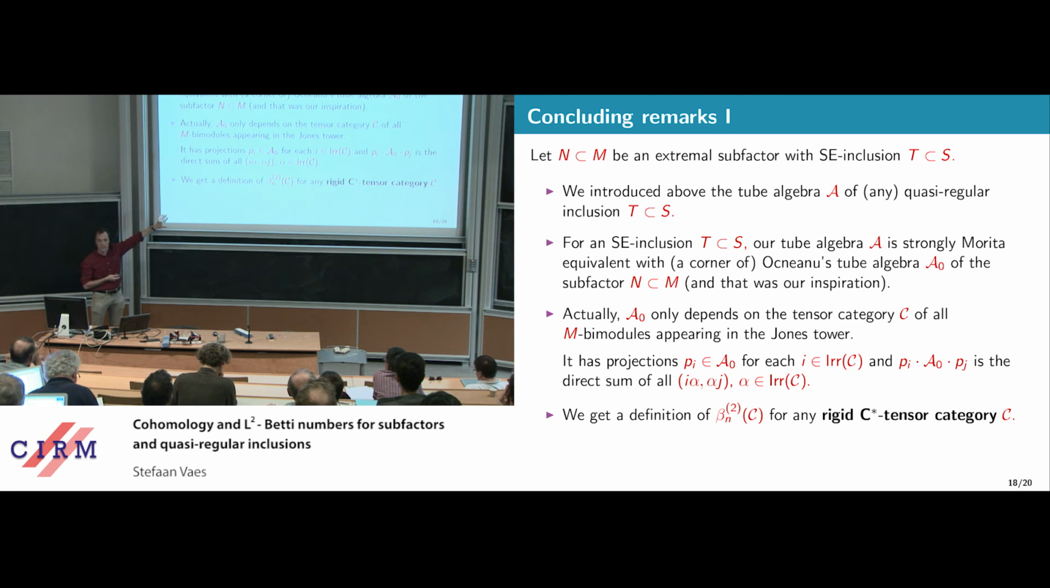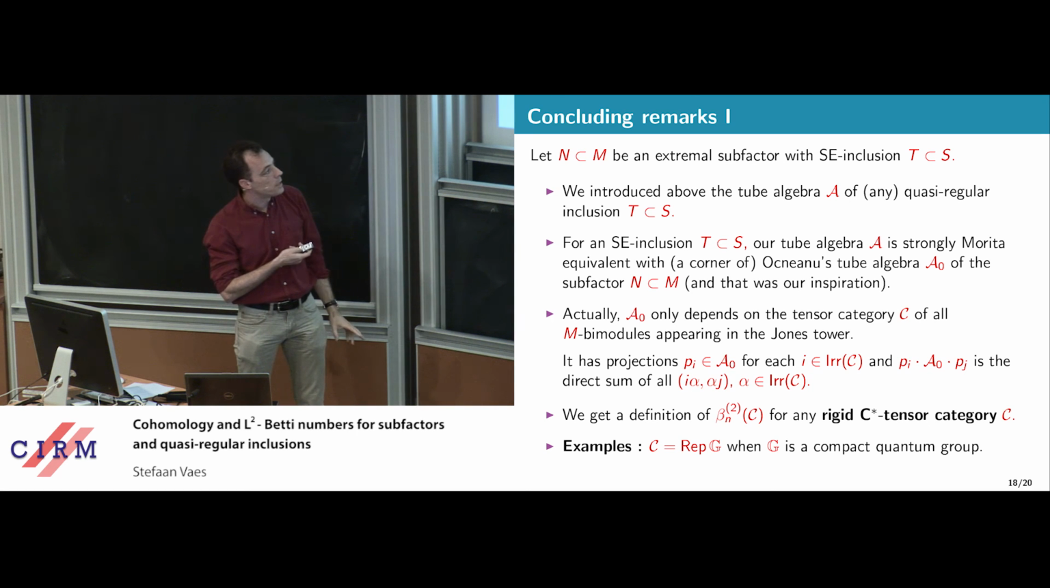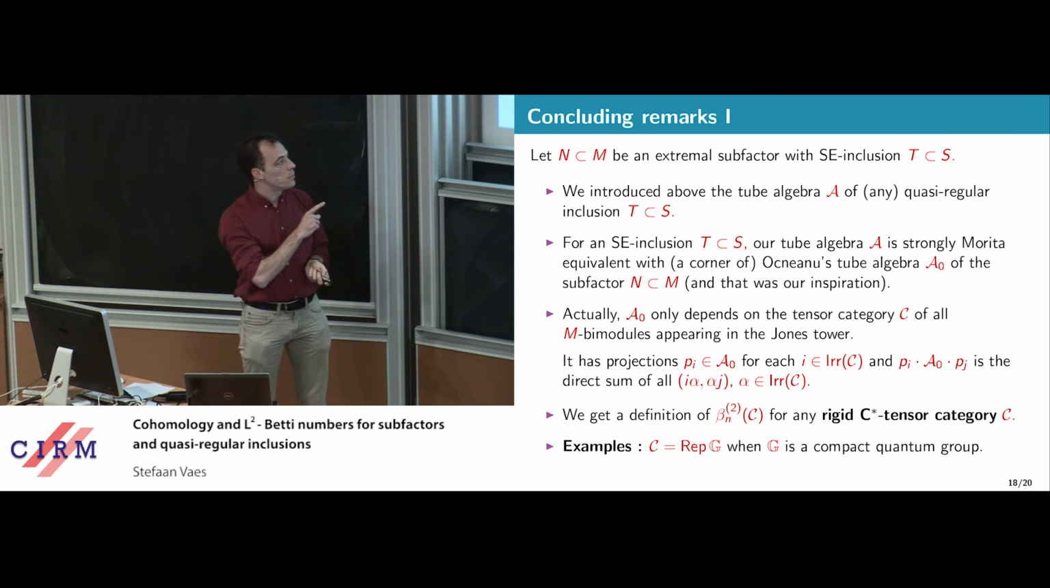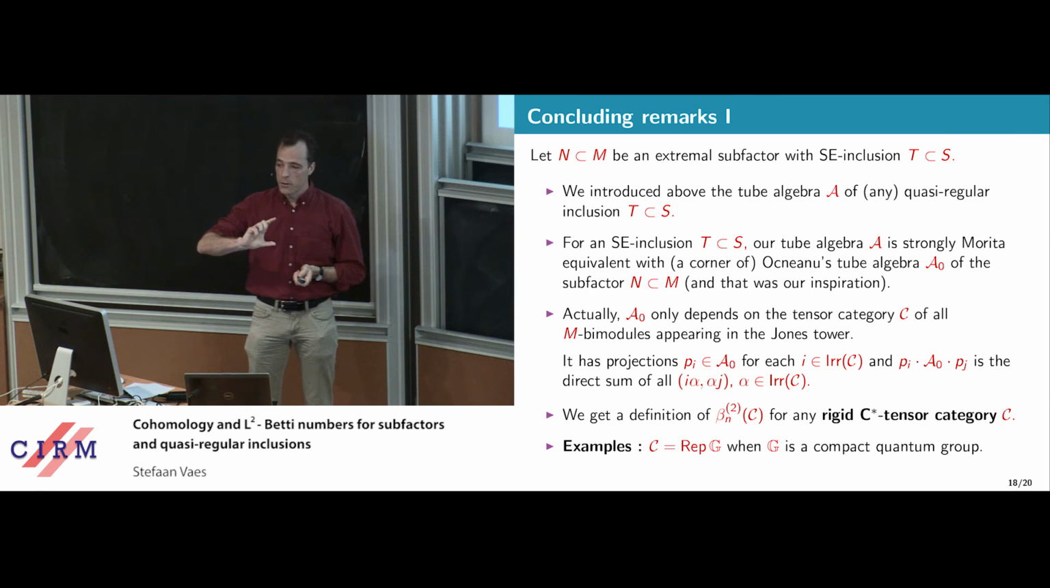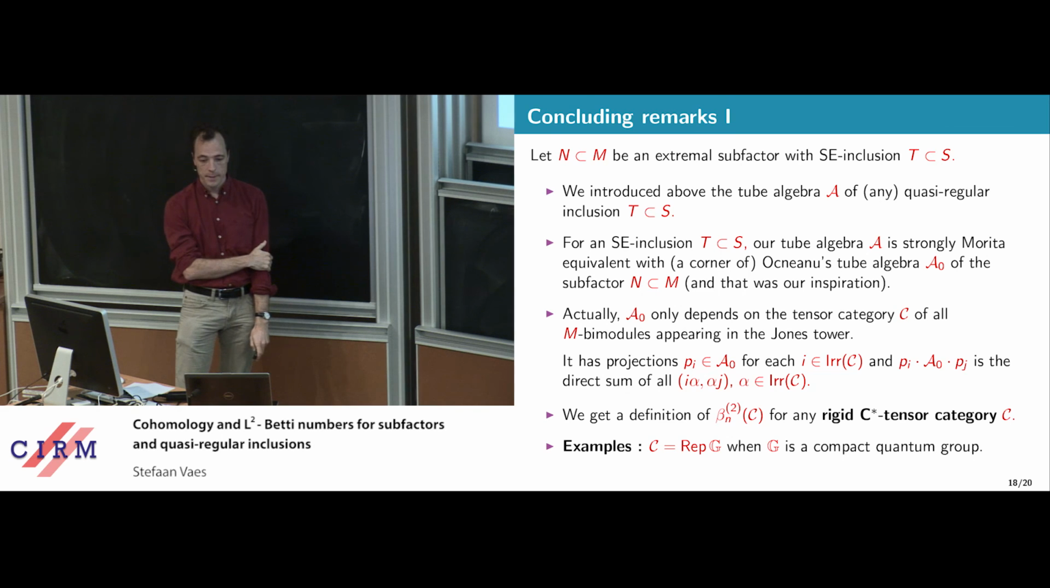Anyway, this does mean that you can also use this whole framework to define L2-Betti numbers for arbitrary rigid C-star tensor categories. In particular, and that might be of interest for certain among you, it gives you a definition of L2-Betti numbers for the representation categories of compact quantum groups. Intuitively, these are rather the L2-Betti numbers of the quantum double of that compact quantum group. That's the way you should think of it intuitively.